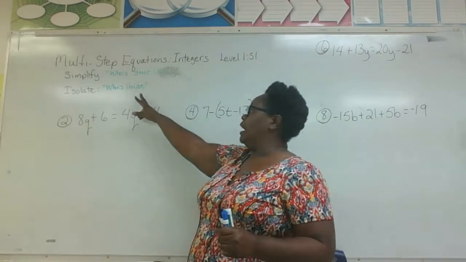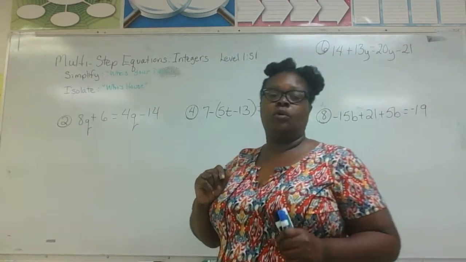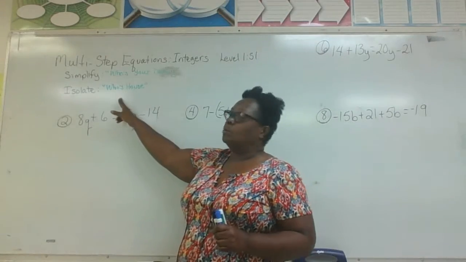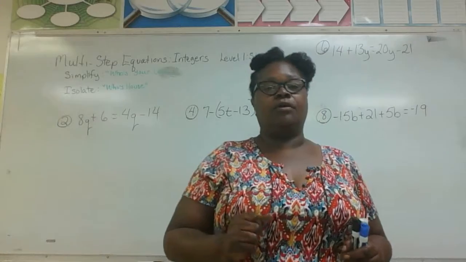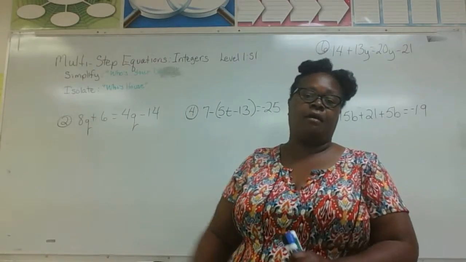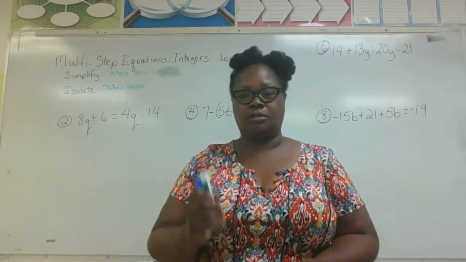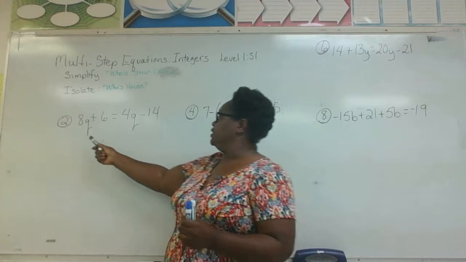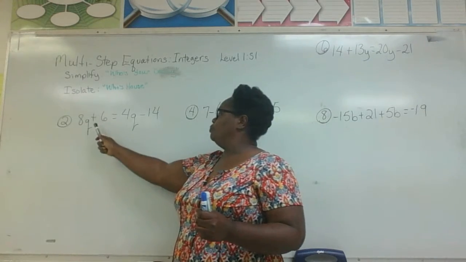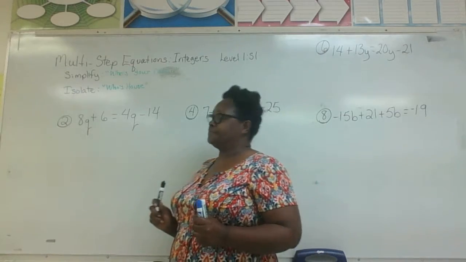And then when we're isolating our variable to find its value, we ask the question, whose house? Okay, whose house is it? And then therefore everyone is out of the house except for the owner of the house. So let's take a look at number 2. Number 2 reads, 8q plus 6 is equal to 4q minus 14.